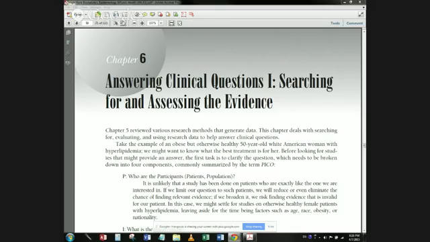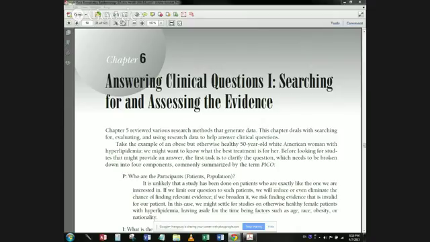Chapter 6, Answering Clinical Questions 1, Searching for and Assessing the Evidence. Chapter 5 reviewed various research methods that generate data. This chapter deals with searching for, evaluating, and using research data to help answer clinical questions.